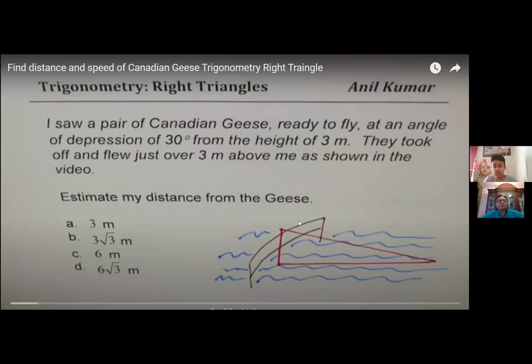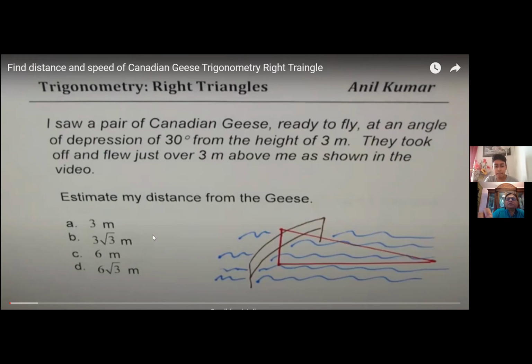Okay, so can you read this question, please? "I saw a pair of Canadian geese ready to fly at an angle of depression of 30 degrees from the height of 3 meters. They took off and flew just over 3 meters above me as shown in the video. Estimate my distance from the geese."